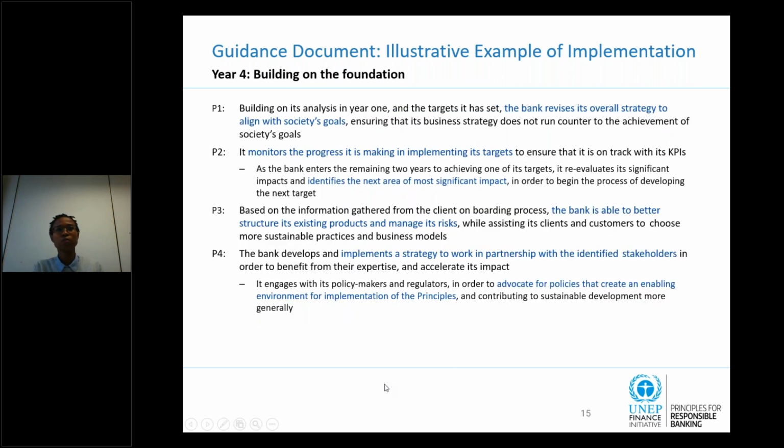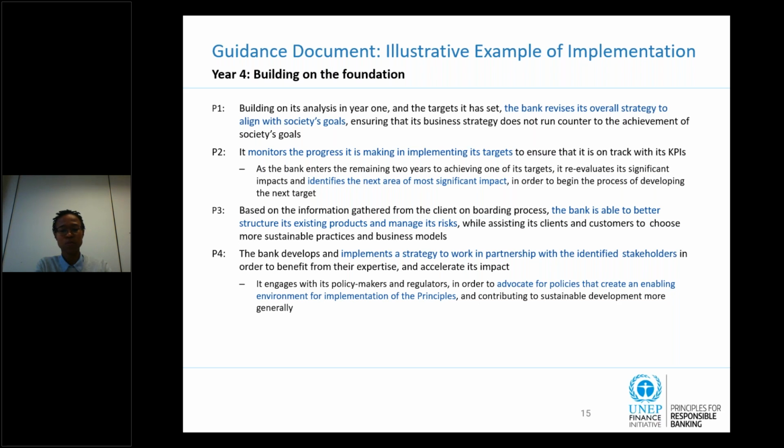I think if we go into the 4th year of implementation, it's all about building on the foundation from the previous 3 years. So just extending on principle number 1, building on its analysis in year 1 and the targets it has set, the bank revises its overall strategy to align with society's goals, ensuring that its business strategy does not run counter to the achievement of society's goals.